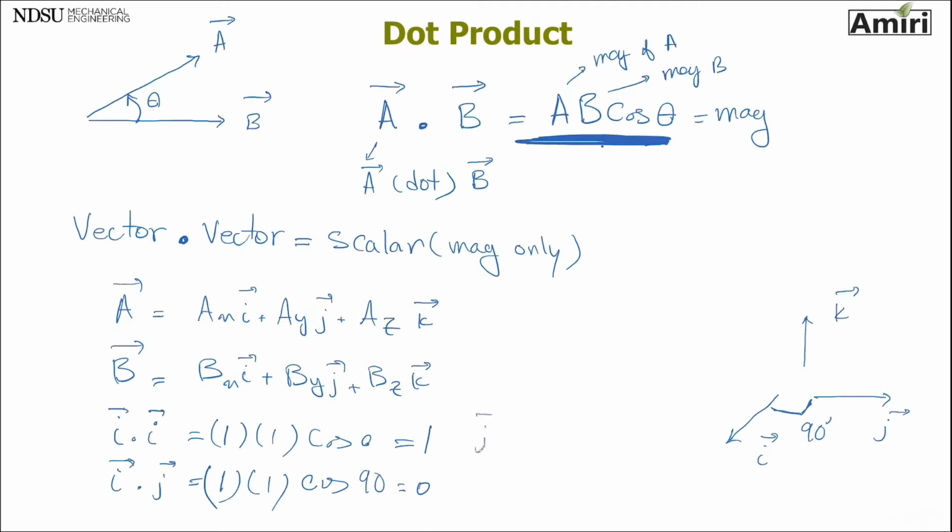In the same way, I dot I, J dot J, and K dot K are 1. J dot I, or J dot K, or K dot I, or I dot K, all of them are 0. Okay, so now I'm going to use this to find the dot product of A dot B.